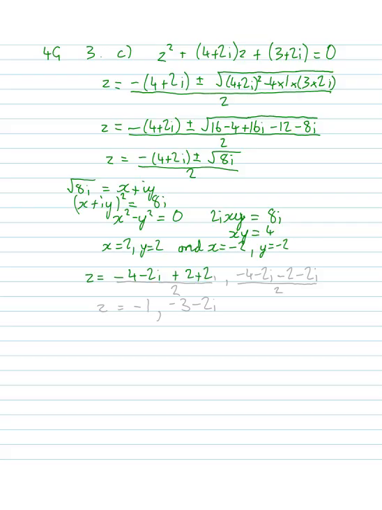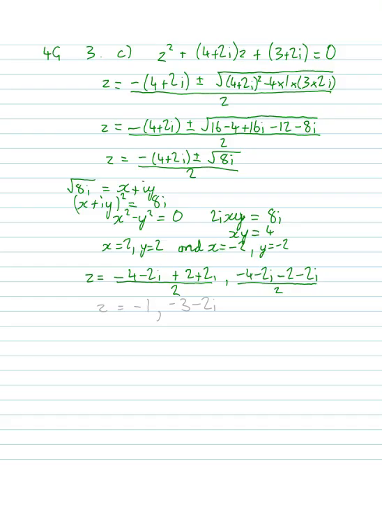There's two solutions to that, and so you get left with z is equal to minus 4 minus 2i plus 2 plus 2i, because that's the resolution of the square root, all over 2, and the other option is minus 4 minus 2i minus 2 minus 2i, all over 2.